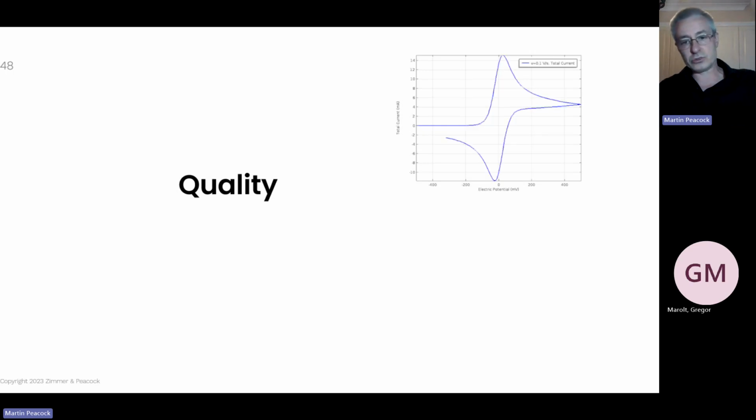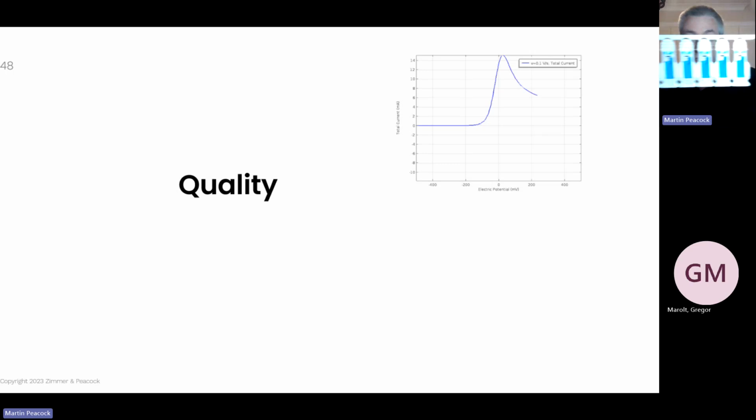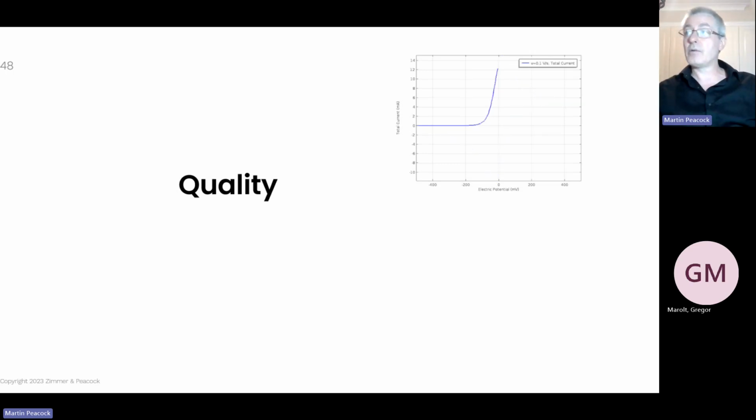Because the reason that you're using screen printed electrodes is because you're actually imagining that one day you're going to make a low cost product. And so you're actually more interested in reproducibility than you should be in the cyclic voltammetry.